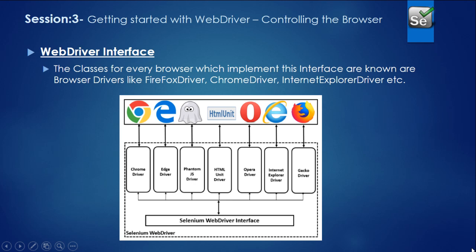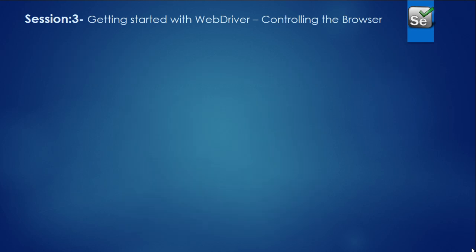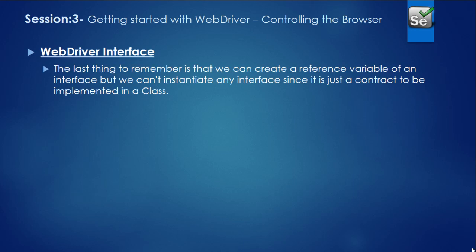Now coming to one of the points which I had mentioned when I showed you the code, that we had initiated a variable of the entity WebDriver in a rather different way in comparison to how we had initiated the variables of normal classes. The reason behind it is that we can create a reference variable of an interface, but we cannot instantiate an interface since it is just a contract to be implemented in a class. So the statement WebDriver equal to new WebDriver is not allowed.